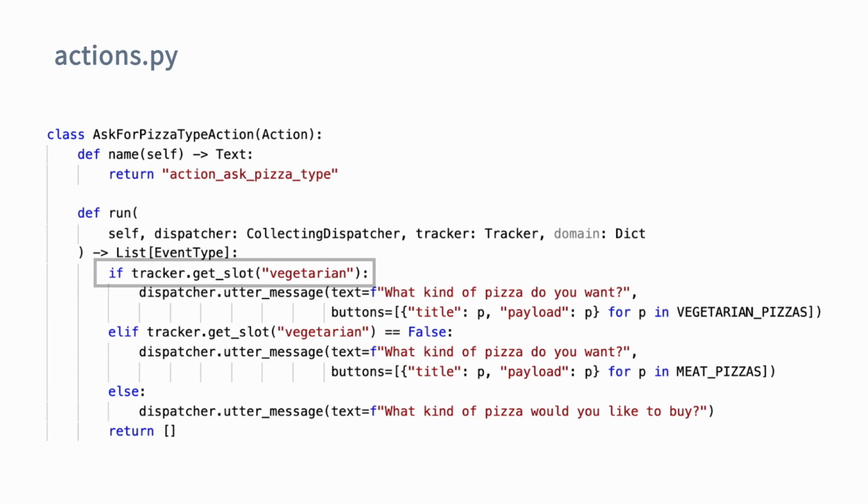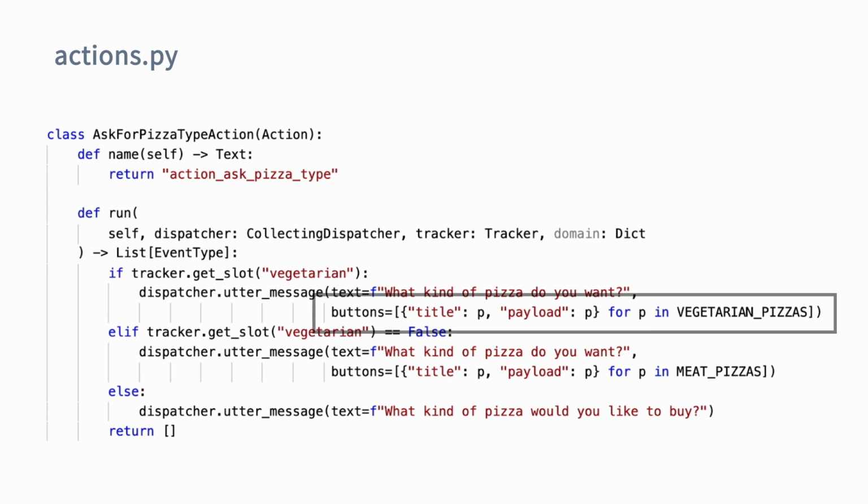If we see the boolean is true for being vegetarian, then we can send different buttons to the user than if that slot is false. Let's see this in live action by discussing a final demo for this video.